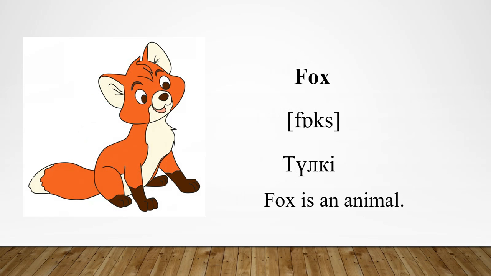What can you see? What is it? It is a fox. Repeat after me 3 times. Fox, fox, fox. For example, fox is an animal. Fox түлкі дегенді білдіреді.